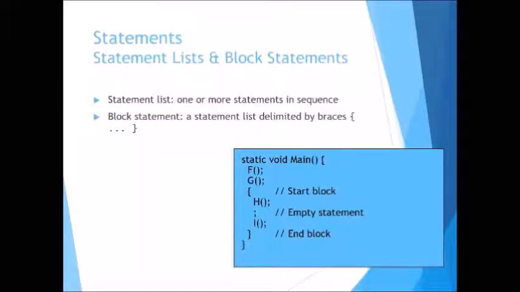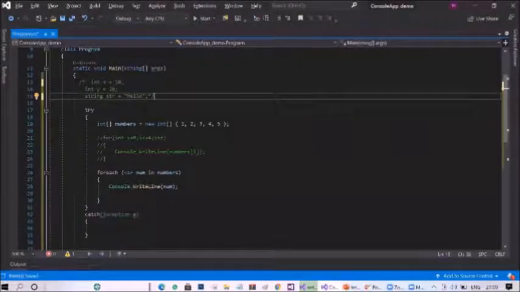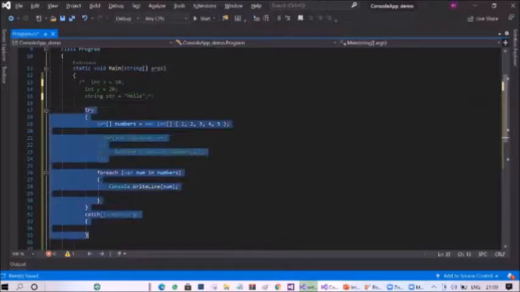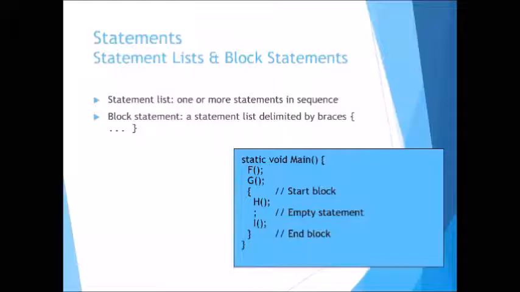Okay. Statement list. One or more statements in a sequence is called a statement list. Block statement: a statement list delimited by braces. These are block statements because we are given within a block. Even foreach is a block statement. We have given it in braces.